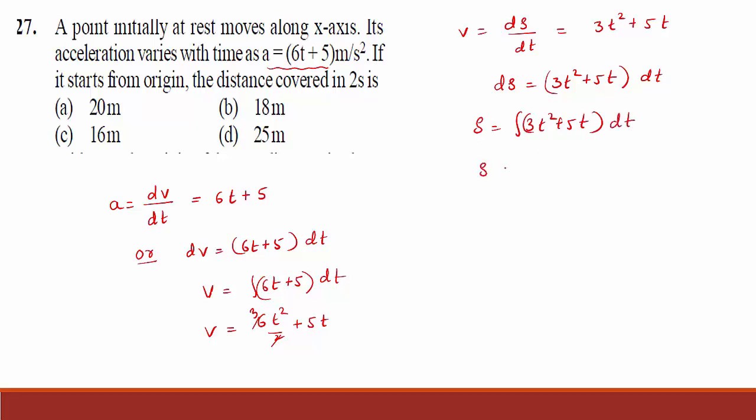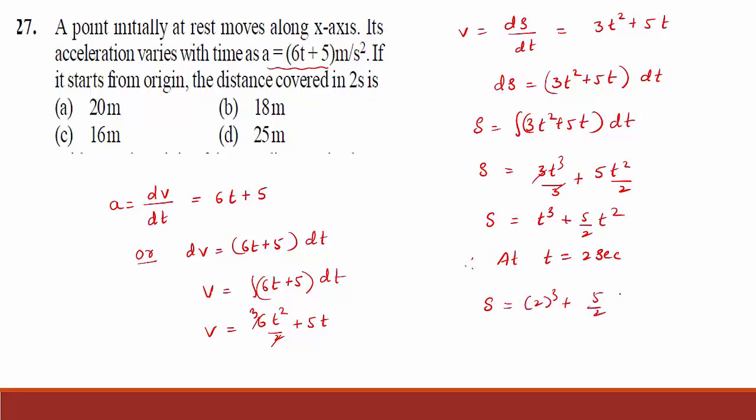After integrating, we will get 3t cube divided by 3 plus 5t square divided by 2, or s equal to, 3 will get cancelled, t cube plus 5 by 2 t square. Now the time interval is given, the distance covered in 2 seconds. Therefore, at t equal to 2 seconds, we will get the value s equal to, substitute 2 in place of t. So 2 cube plus 5 by 2 into t square, that is 2 square.